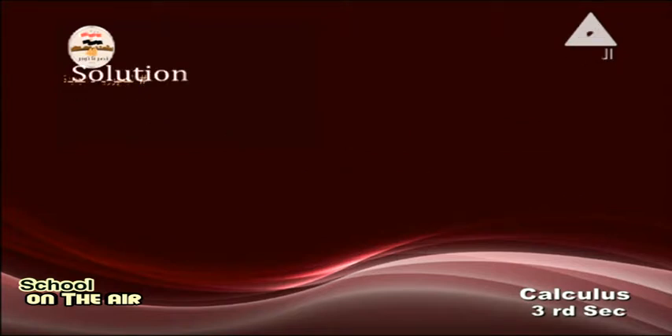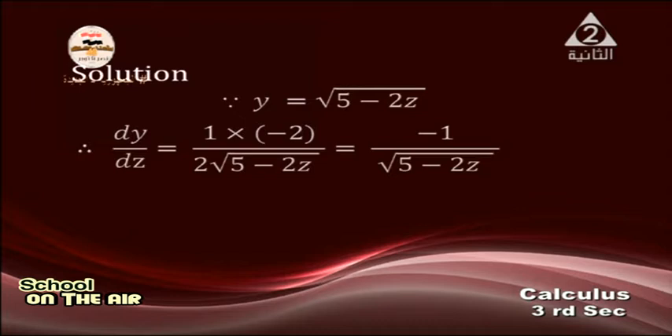Now we have y equals square root of 5 minus 2z. Then dy/dz equals the derivative of the function inside the root, which is 1, multiply negative 2, over twice the square root, over 2 multiply square root of 5 minus 2z. We can cancel 2 from the numerator with 2 from the denominator. Then dy/dz equals negative 1 over square root of 5 minus 2z.